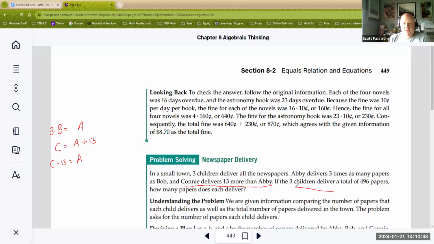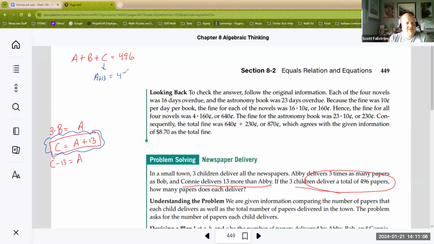But now it says the 3 children deliver a total of 496 papers. So now come up and write a little expression. Just say, hey, well, however many Abby plus Bob plus Connie together has to be 496. And then if you want, use some of these other components down here, right? Let's see here. Well, notice this one. C is equal to A plus 13. Okay, right there, right here. Well, here's C. And guess what? That is A plus 13. Okay. So that's 496, right? And here's B, and there's A. So I don't know about you, but I'm feeling pretty good. I got rid of what looks like one of the variables. It looks a little bit better now.